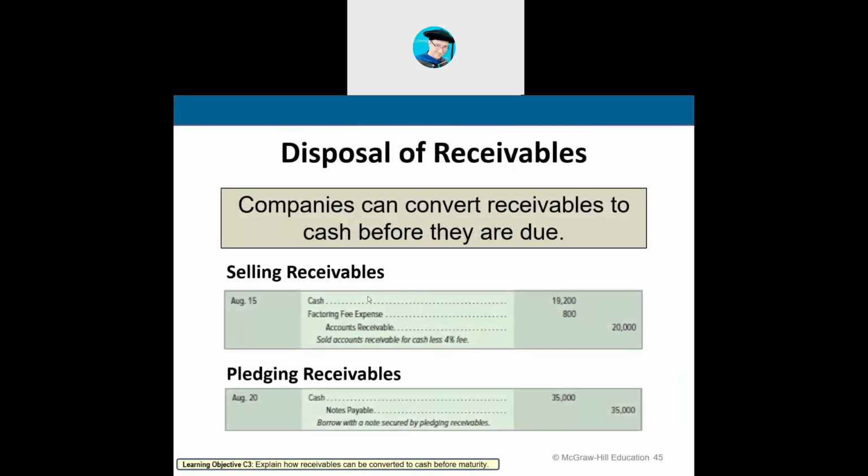So receivables. Companies can convert receivables to cash before they're due. So, for example, a customer pays us before it's due, right? We debit cash. We debit a fee expense, like a factoring fee expense. We credit accounts receivable. This is rare. This is very rare.